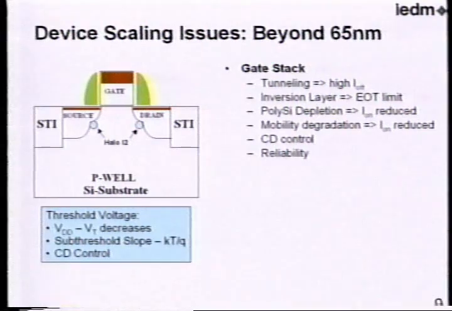Of course, there is CD control of the gate stack itself. As these things get very narrow in the sub-100 nanometer range, the CD control depends not only on the lithography, but on the mask, the edge control, edge roughness, and so forth. All of these things enter into the CD control. And of course, as these things scale, reliability is always a concern.